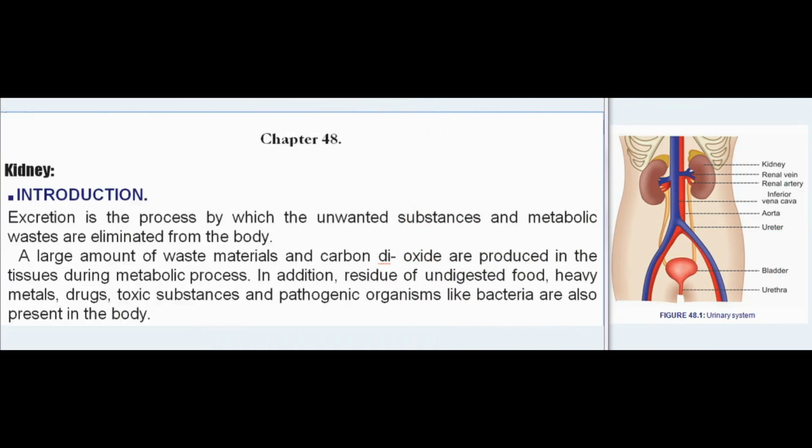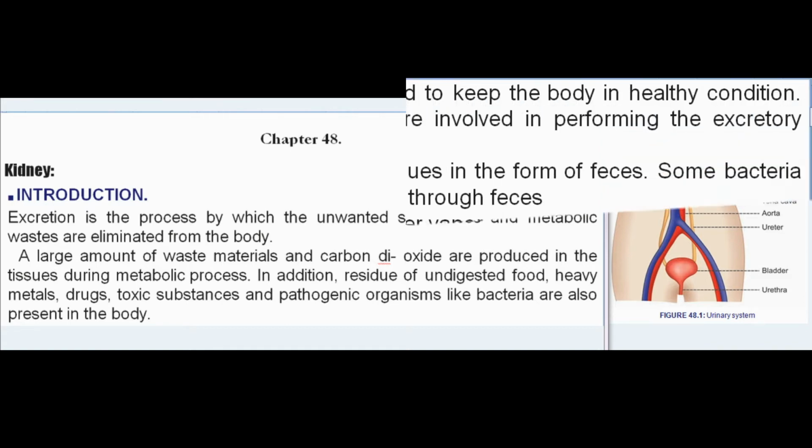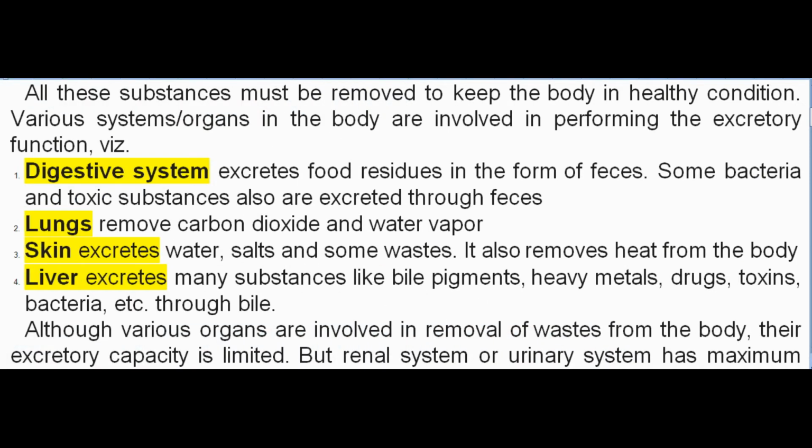Chapter 48. Kidney, Introduction. Excretion is the process by which the unwanted substances and metabolic wastes are eliminated from the body. A large amount of waste materials and carbon dioxide are produced in the tissues during metabolic process. In addition, residue of undigested food, heavy metals, drugs, toxic substances, and pathogenic organisms like bacteria are also present in the body. All these substances must be removed to keep the body in healthy condition.